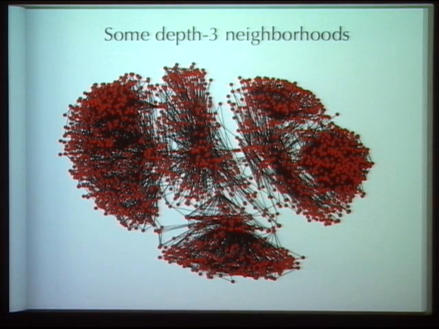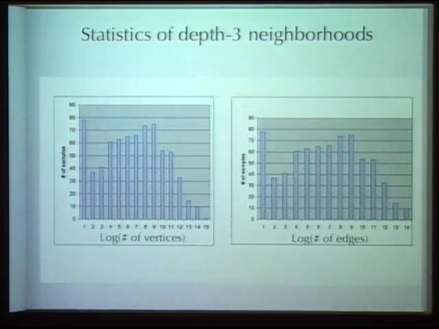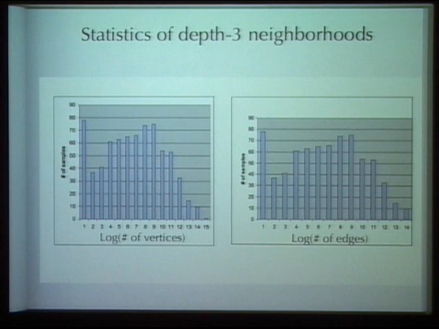In fact, if one takes statistics of those depth 3 neighborhoods, and looks at the number of vertices in them, I don't want to say that this is flat, but as you can see, it is not completely unimodal. So again, if you pick a vertex and go 3 steps out, the probability distribution of the number of vertices you will discover, or the number of edges you will discover, has pretty heavy tails.